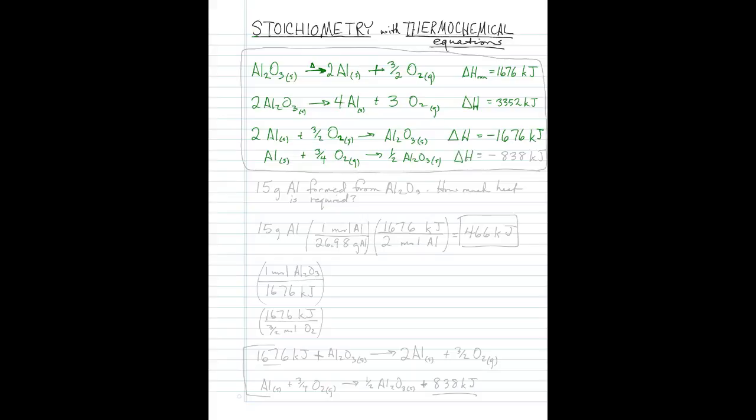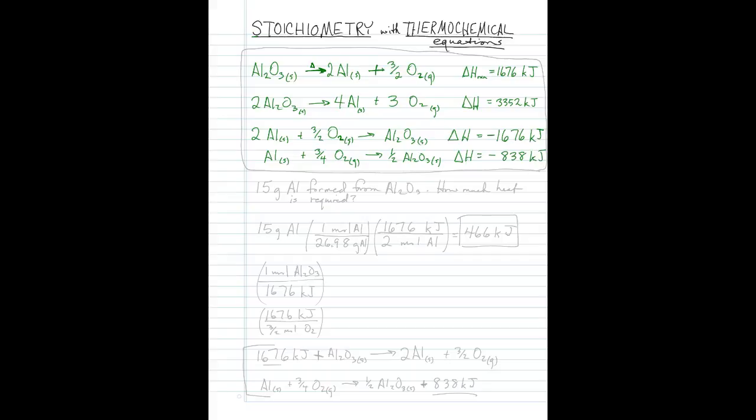So now we need 1/2 of 1676, because we're only using half as much of the reactants and forming half as much of the products. We're only going to get out half as much energy. So we would get out 838 kilojoules instead of 1676.